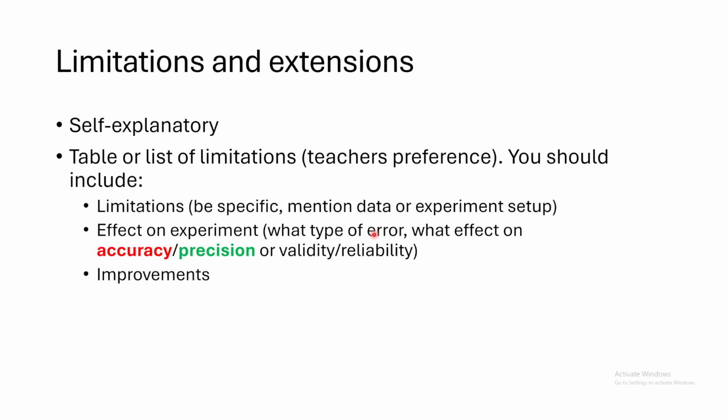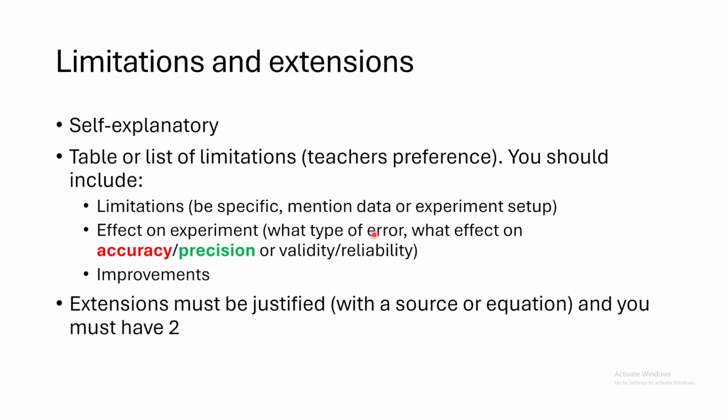In your improvements, you'll essentially just say how you can mitigate this. Some teachers might want sources in this, some won't. Check with your teacher. And the last part of this section is your extensions. These must be justified with a source or equation or something from the internet, and you must have two of them for a 20 out of 20.